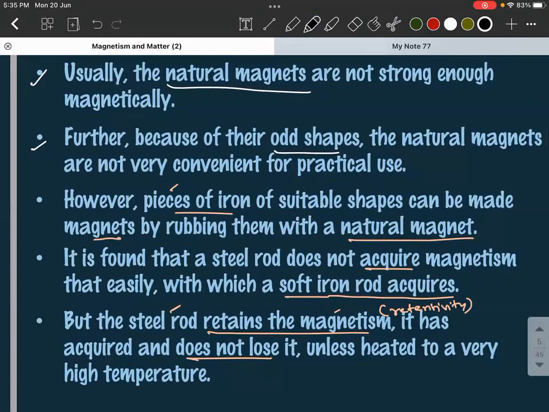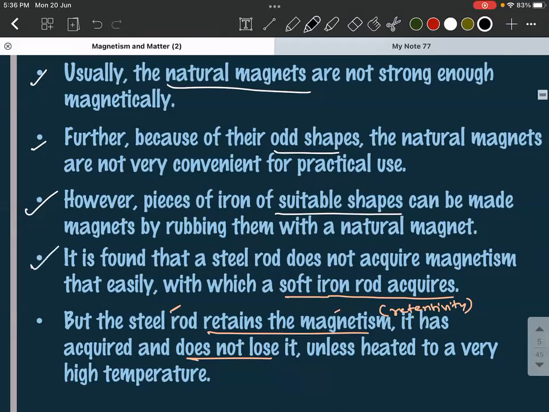Similarly, there are some other points that are given here. However, if you see pieces of iron of suitable shapes, they can be made into magnets by doing what? By rubbing them against naturally occurring magnets, because magnetism can be induced from permanent magnets to a particular material.